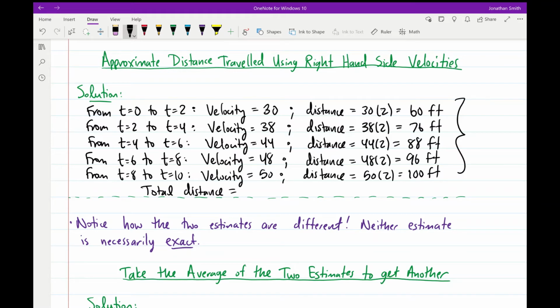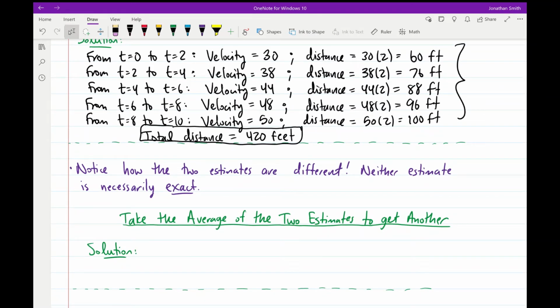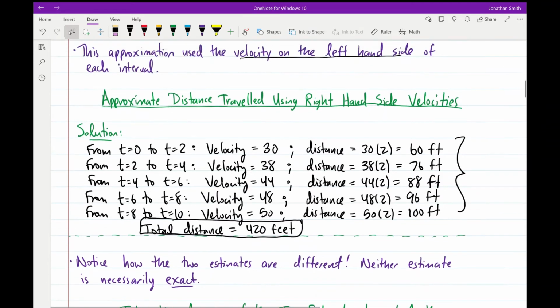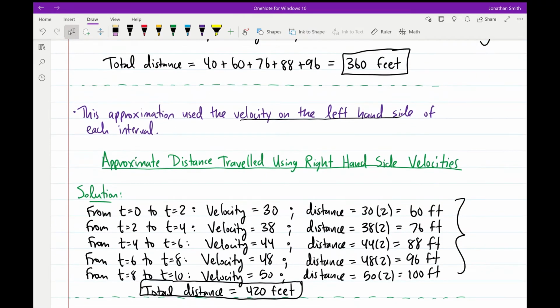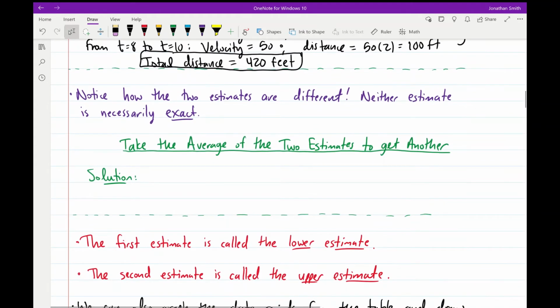And you can trust me that when you add them all together, you end up with 420 feet. So notice that this approximation we found in the second case is different than the one we found in the first case. When we assume that the velocity was constant and equal to the right-hand side of each interval, we get a different approximation. And it's important to note that neither of these estimates, either 360 feet or 420 feet, are necessarily the right answer. They're both just different approximations that we can do.